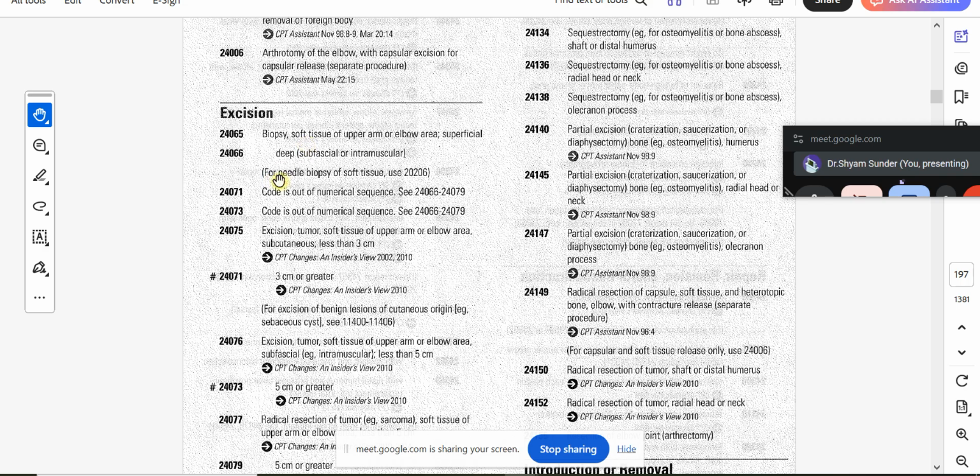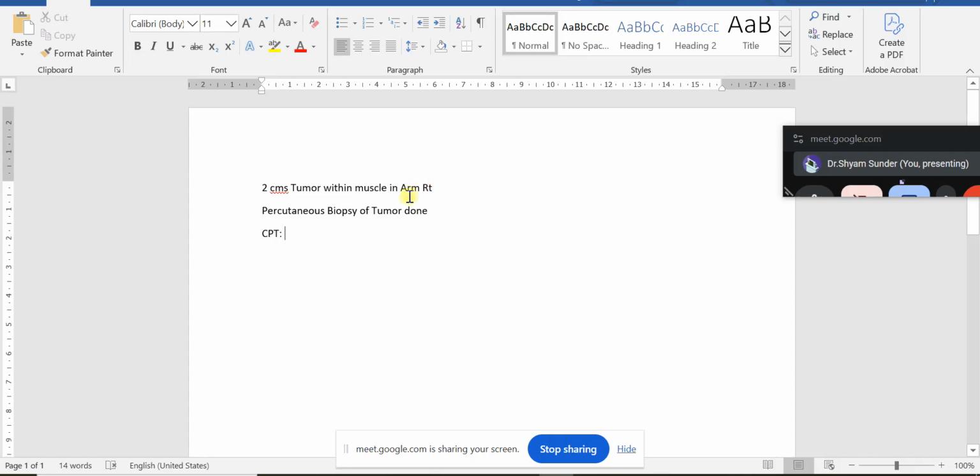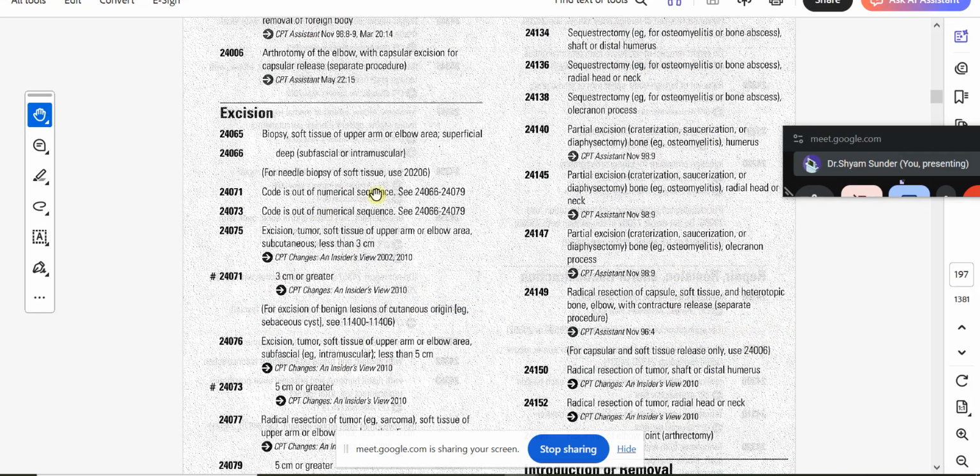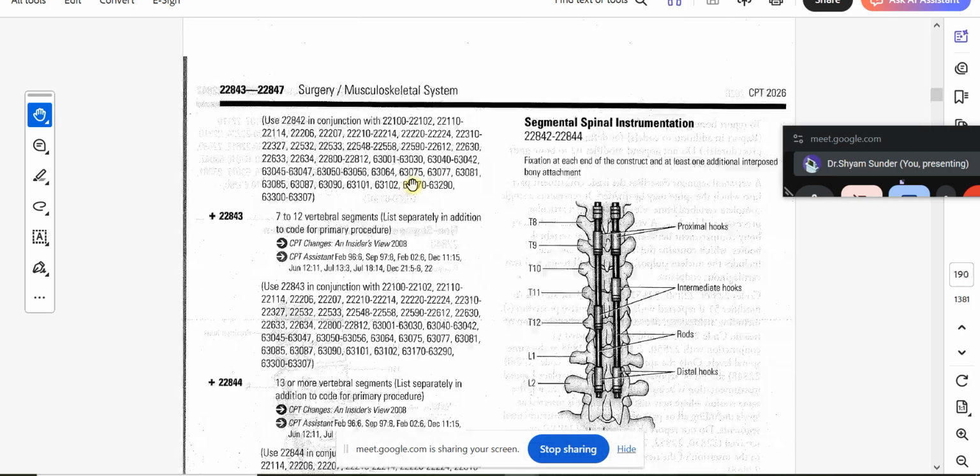And we have one note within the parenthesis. For needle biopsy, soft tissue, use 20206. So this is percutaneous, meaning it is with a needle. That's what you need to understand. Now what do you do? We go to 20206, like I said, the general section.